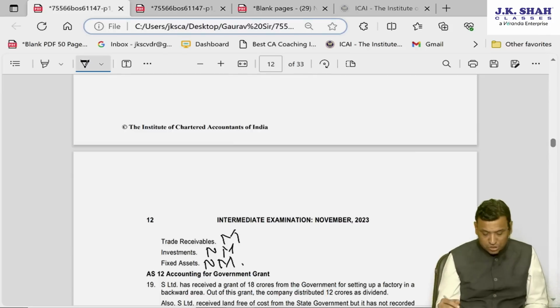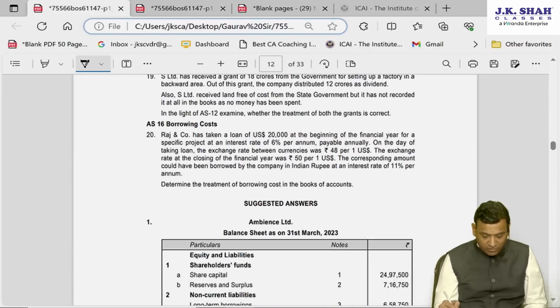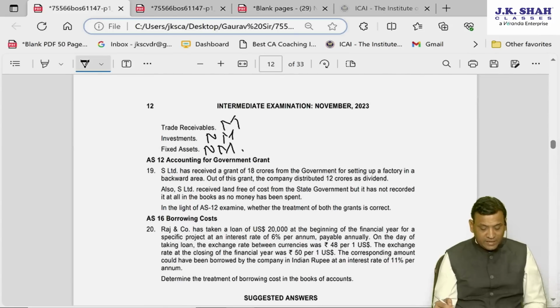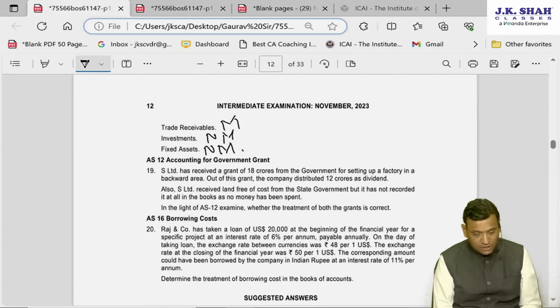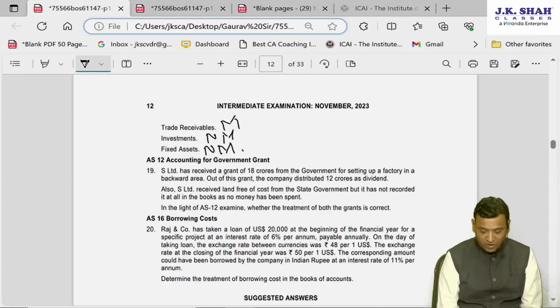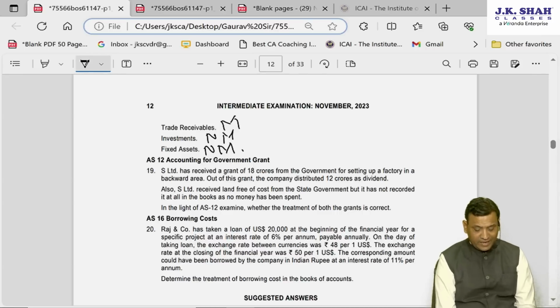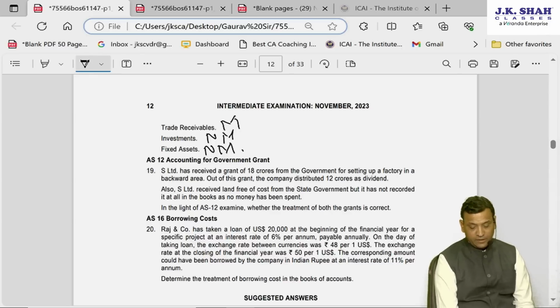Now friends, coming on to question number 19, which is pertaining to government grants. S Limited has received a grant of 18 crores from government for setting up a factory in a backward area. Out of this grant, the company distributed 12 crore as dividend. Also, S Limited received land free of cost from state government, but it is not recorded in the books and no money has been spent. In light of AS 12, whether the treatment of both the grants is correct?